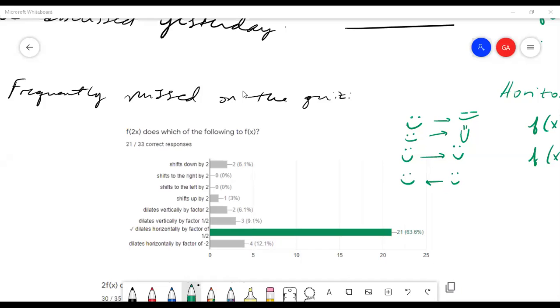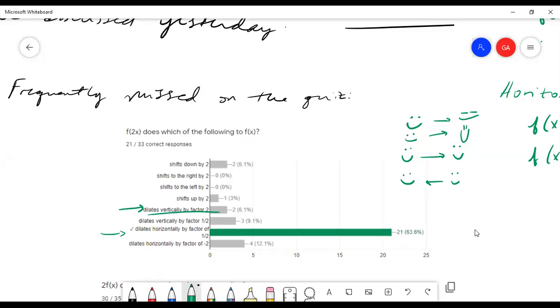Alexis said it stretches vertically. So first of all, Alexis, I'm going to pick on you a little bit. You are actually correct in terms of the behavior, but, okay, Alexis, did you answer with this one? Dilates vertically by factor of 2. Is that how you answered it on the quiz? No, you did not. So then why did you say that it stretches vertically? Did you answer with this?